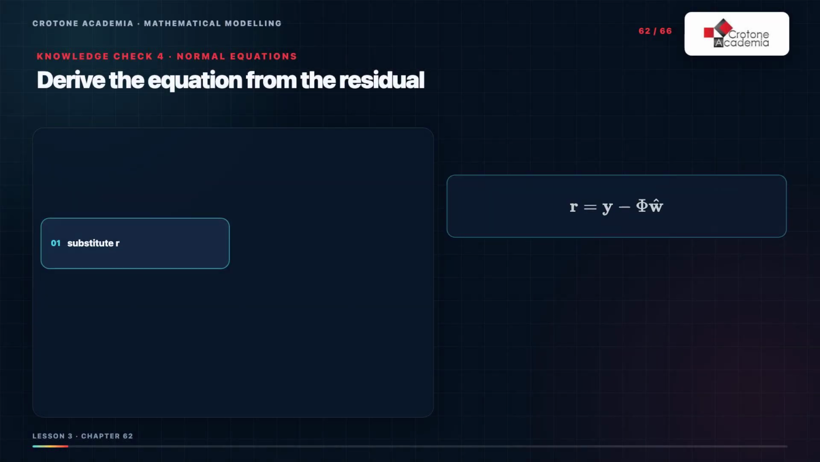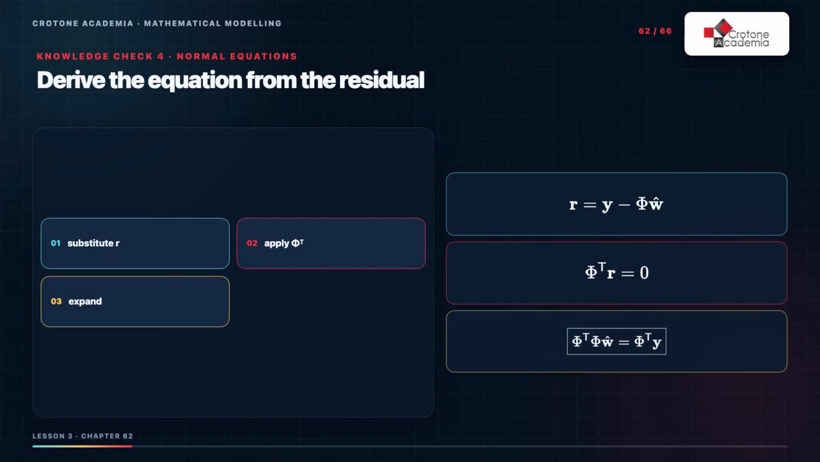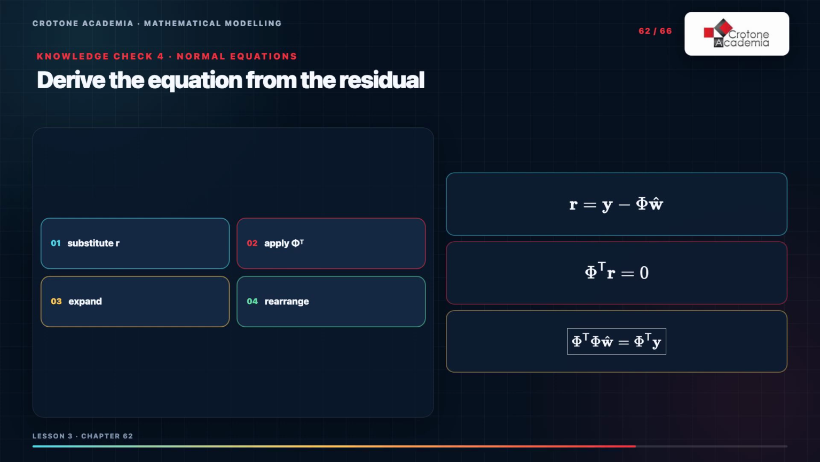Start from r equals y minus phi times w hat, and the condition phi transpose times r equals 0. Now substitute the residual, giving phi transpose times y minus phi times w hat equals 0. We distribute and then rearrange. The result is phi transpose phi times w hat equals phi transpose y, the normal equations.